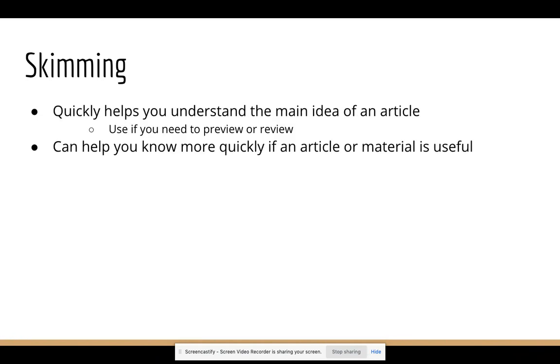Skimming quickly helps you understand the main idea of an article. You can use this for previewing an article, a quick way to look over things to get a foundation of what it might be about, or it's a good way to review something and activate that prior knowledge. It can help you know more quickly if an article or material is useful. Because if you're trying to find 5 research articles and you're trying to read 5 pages for each one and narrow it down, you're spending a lot of time. So this is an efficient way to do this.